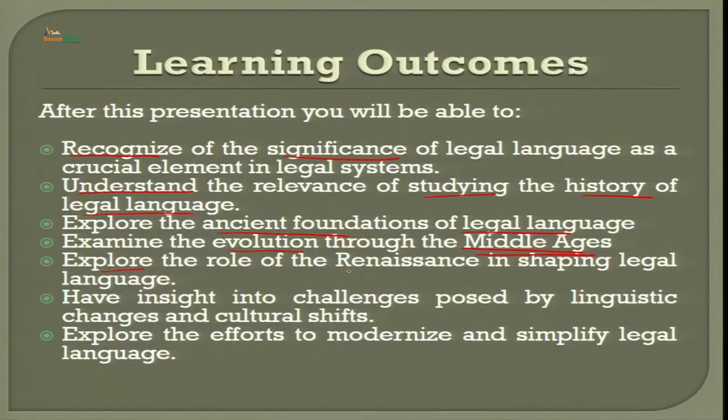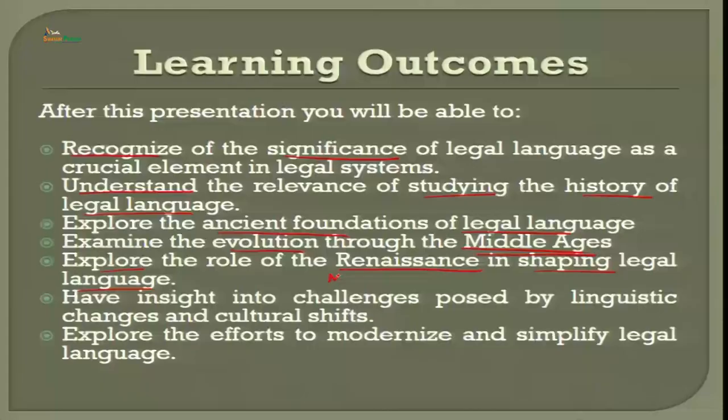Further, you would be able to explore the Renaissance in shaping legal language. The Renaissance period was the revival of learning, when navigations and explorations were at a high peak. At that time, the intermingling of everything is known as a melting pot. The entire culture, traditions, books and references of all other countries amalgamated together in that melting pot, and that is the reason it shows an impact on writing skills and on the reference books that we consider. So all these things play an important role.